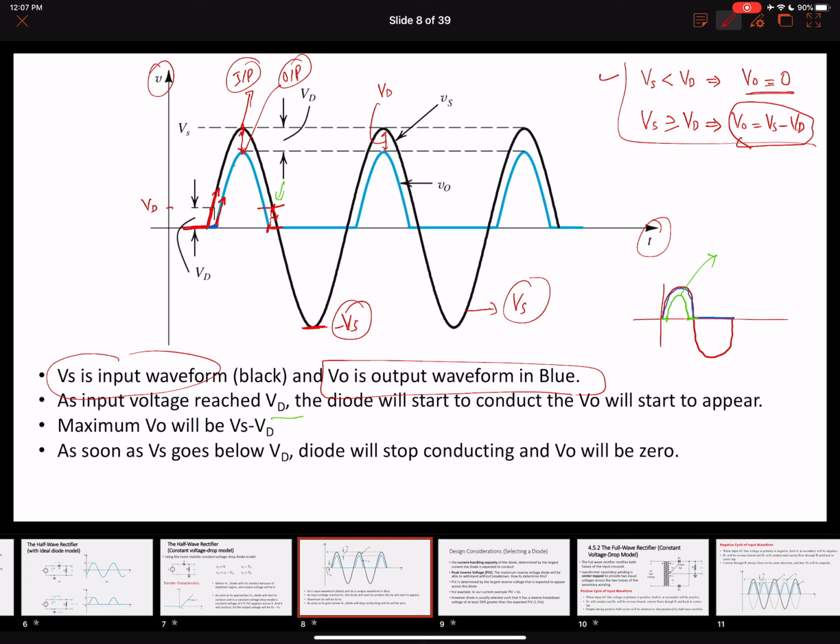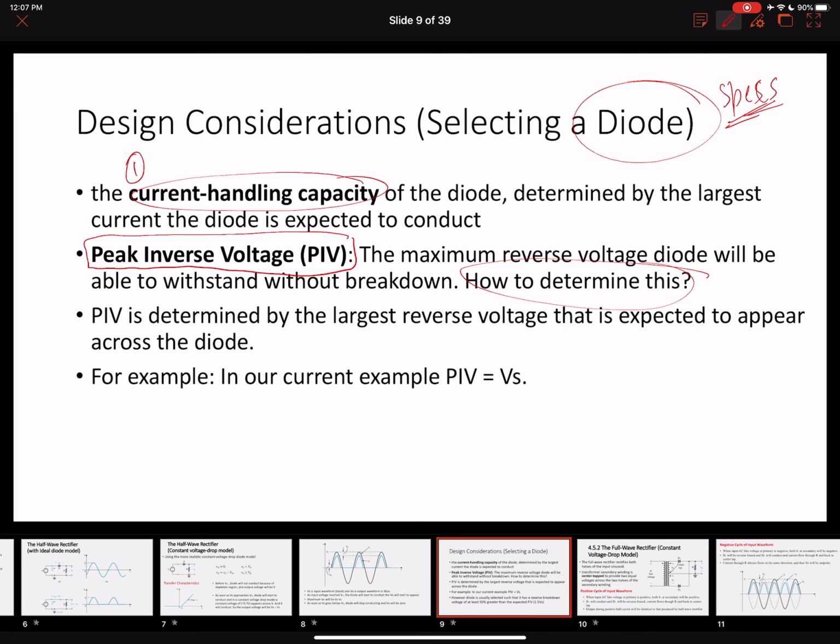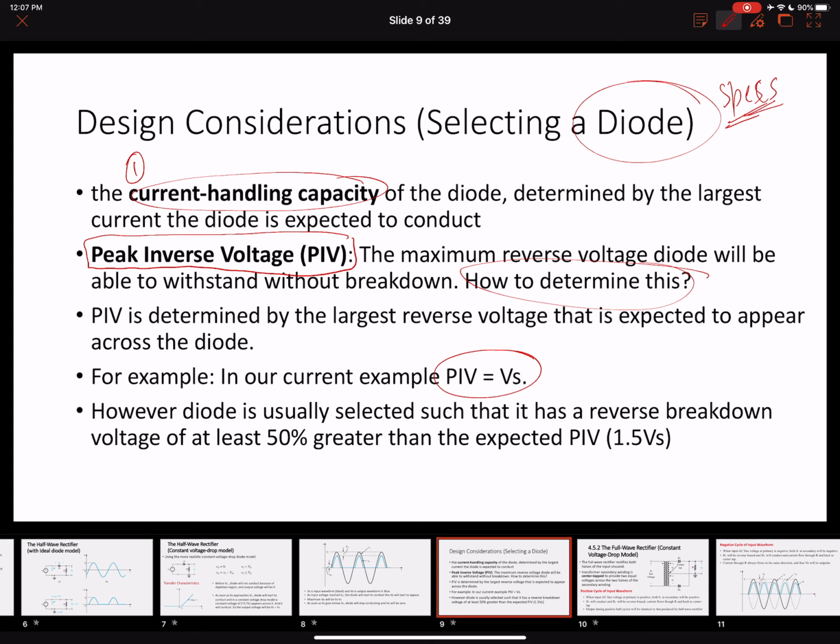Right, so this will be the minus Vs, that is the maximum that is going to appear across it in terms of our reverse voltage. When we say it's a reverse voltage, the maximum reverse voltage that will appear across it will be equal to Vs. All right, so this is the maximum voltage that will appear across it.